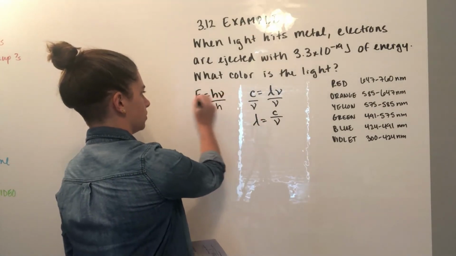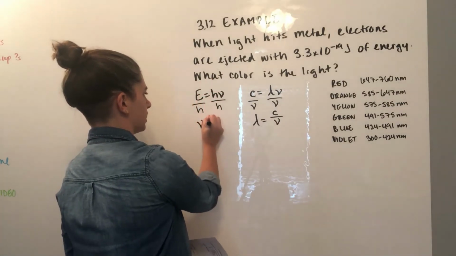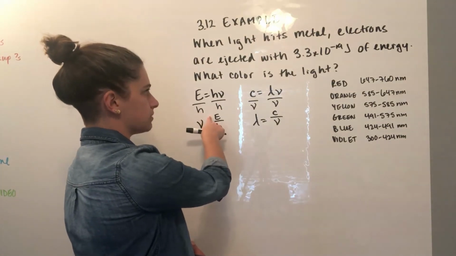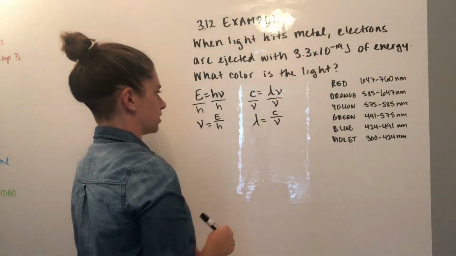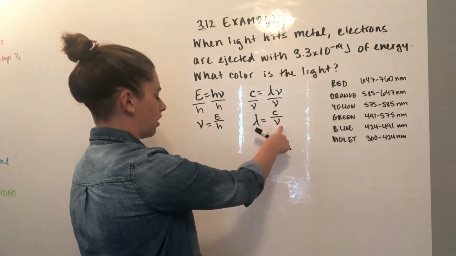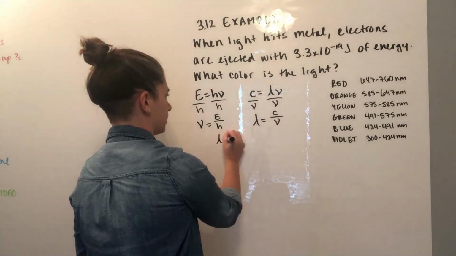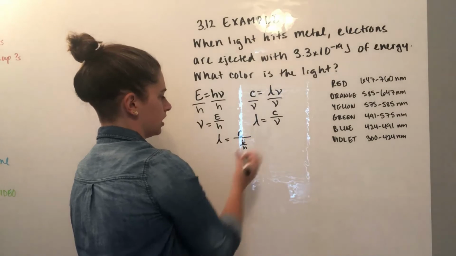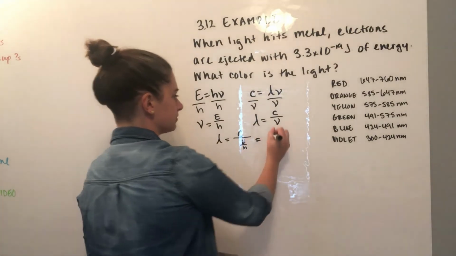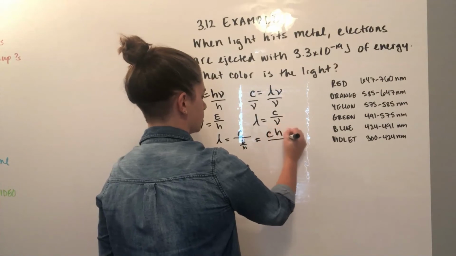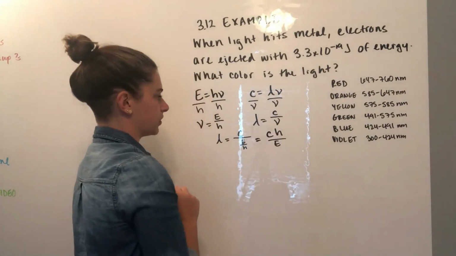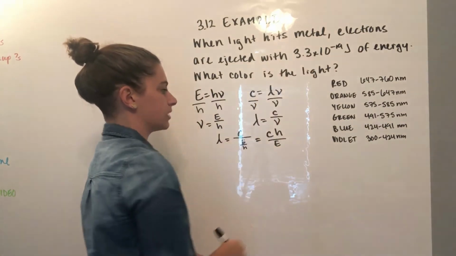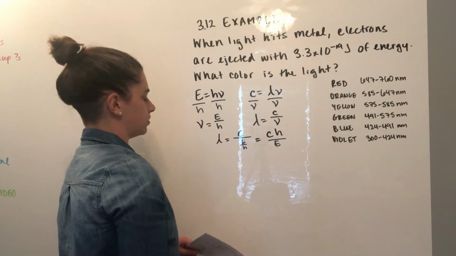If I isolate nu, I get nu equals energy divided by h. H is a constant, and E is my energy, which I'm given in the question. So I'm going to plug nu in over here, and I get lambda equals C divided by E over h. If I simplify that a little bit, that gets me C times h divided by energy. C is a constant, h is a constant, and E is my energy, which comes from here. So I have all the pieces I need to do this calculation.